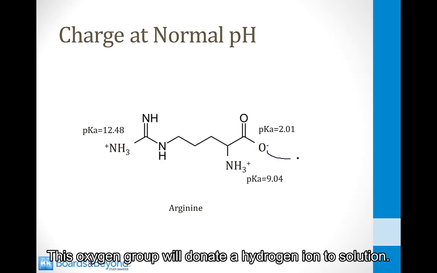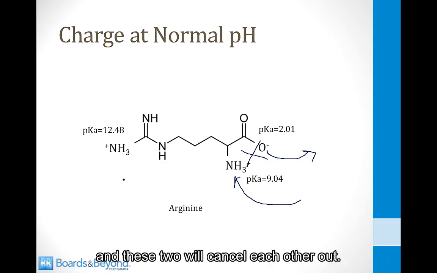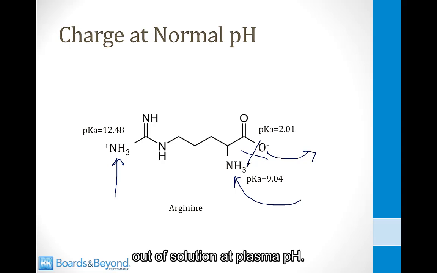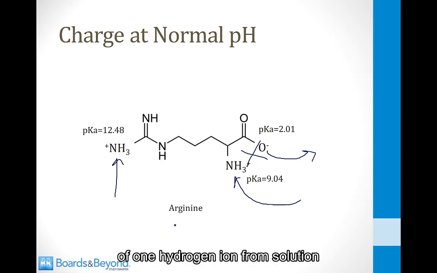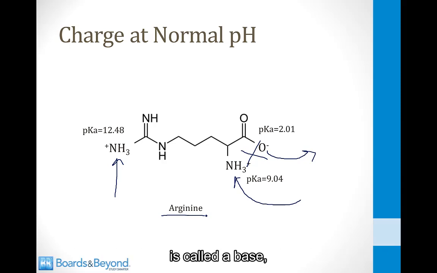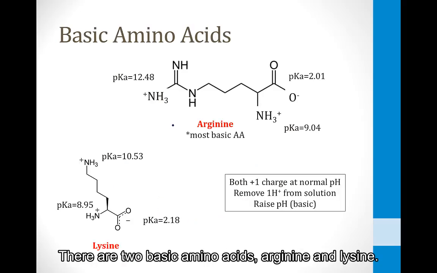This oxygen group will donate a hydrogen ion to solution. However, this amine group will take one out, and these two will cancel each other out. Then the side chain will take an additional hydrogen molecule out of solution at plasma pH. This means that on balance, there will be a net removal of one hydrogen ion from solution by the amino acid arginine. And anything that removes hydrogen ions from solution is called a base, and therefore arginine is a basic amino acid. There are two basic amino acids, arginine and lysine.